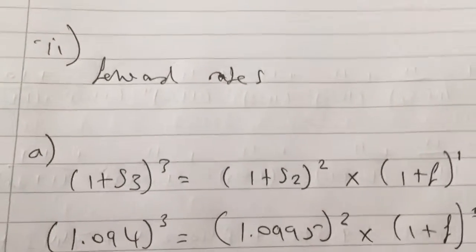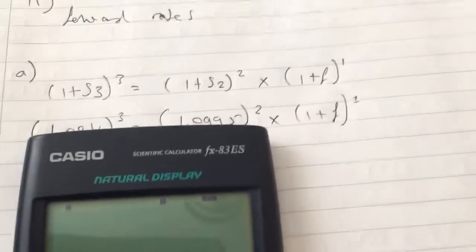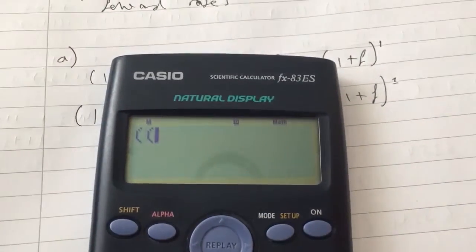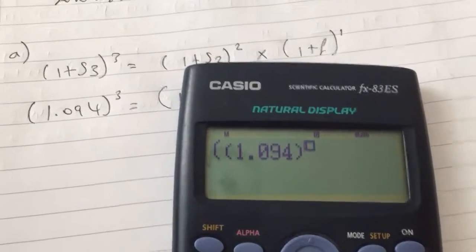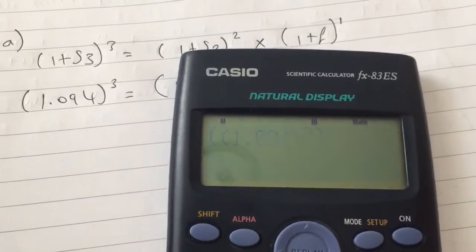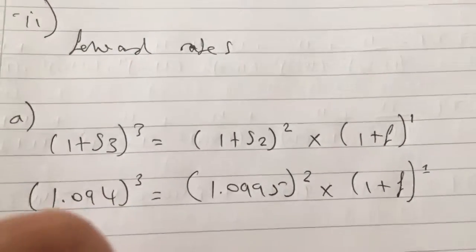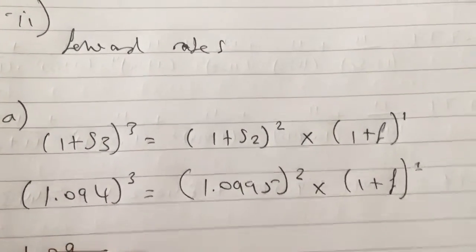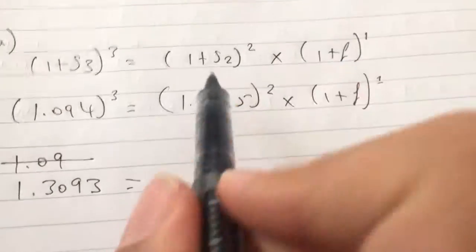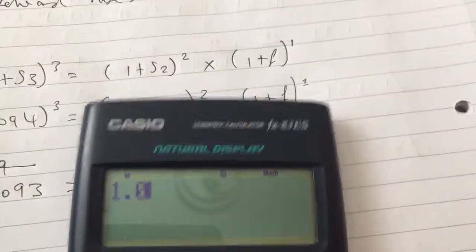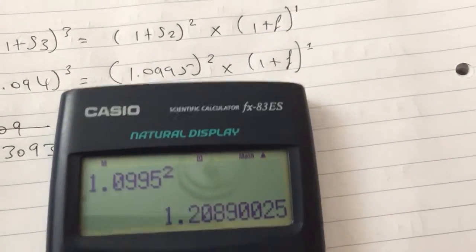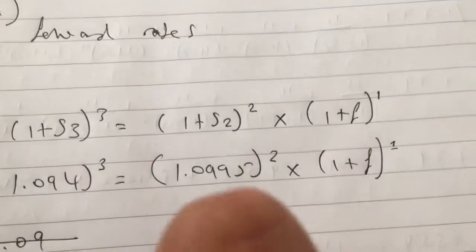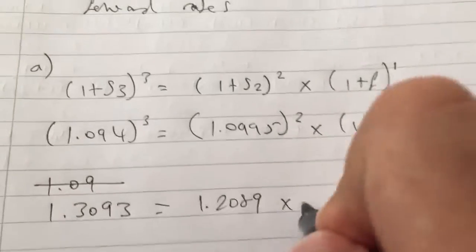So now we calculate these figures. 1.094 cubed equals 1.3093. Then 1.0995 squared, in the calculator, is 1.2089. So 1.3093 equals 1.2089 multiplying by 1 plus F.